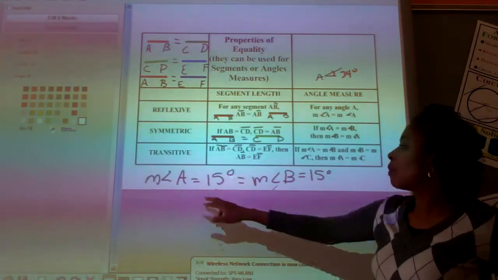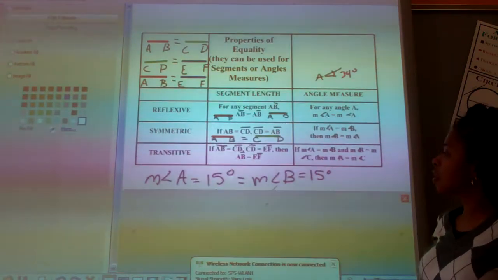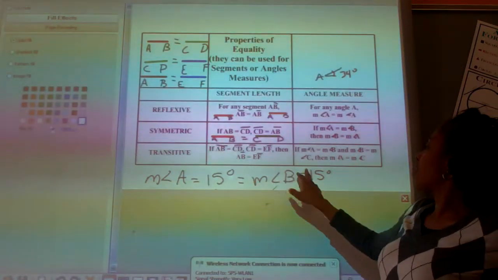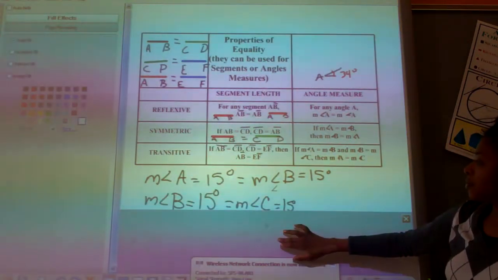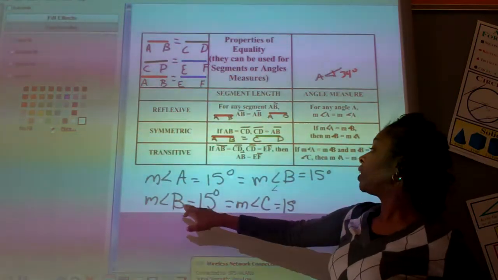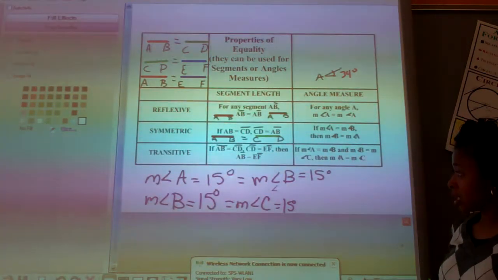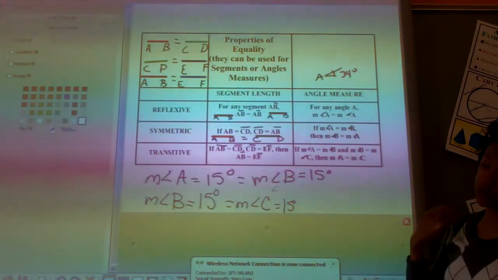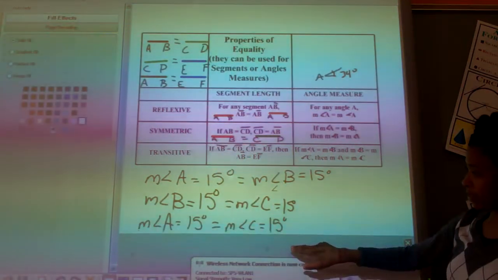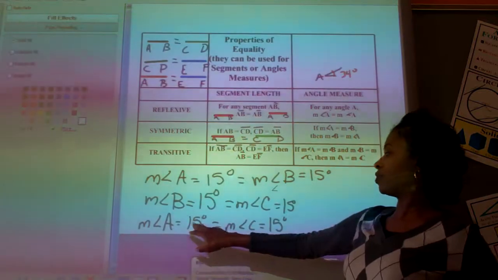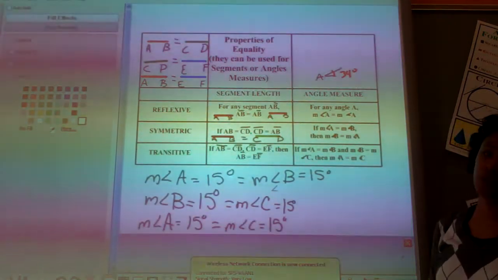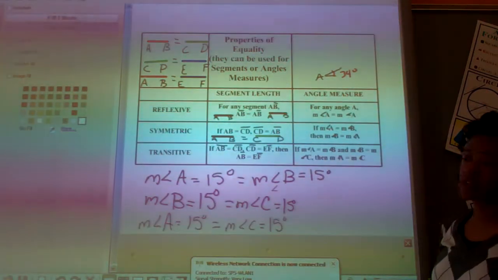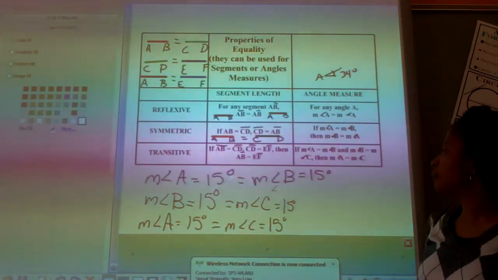So, the measure of angle A, let's say, is equal to 15 degrees. The measure of angle B is equal to 15 degrees. And the measure of angle B is equal to 15 degrees, and then the measure of angle C is equal to 15 degrees. Then that has to mean that the measure of angle A is equal to 15 degrees and the measure of angle C is also equal to 15 degrees by the transitive property. Okay, please make sure you study those.